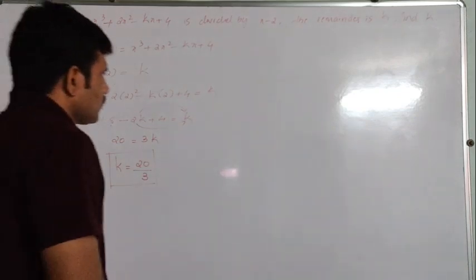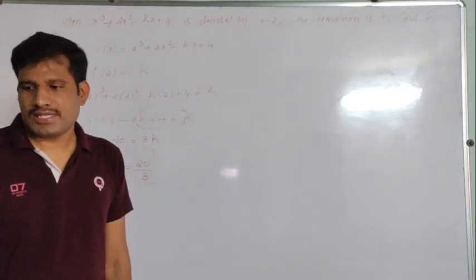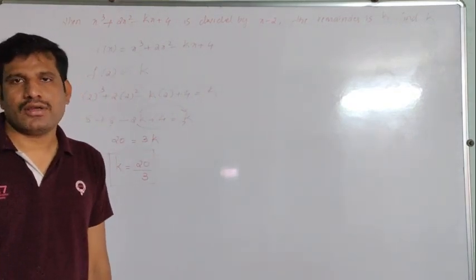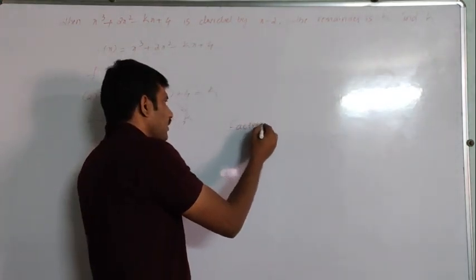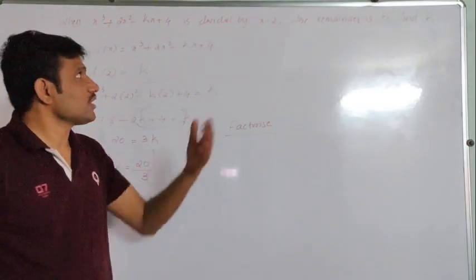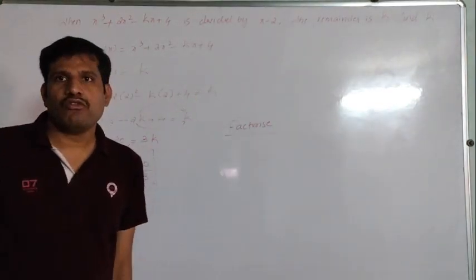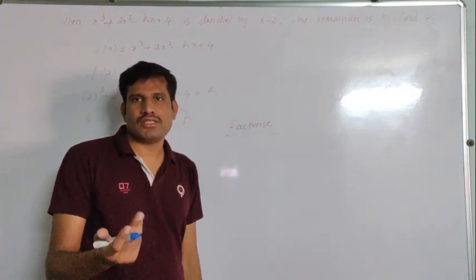See students, so this is about the remainder and factor theorem, and you have finished the first exercise in your textbook, right? So in the next class, we will see how to factorize the given polynomial completely by using the factor theorem. They will be giving some polynomial like this one. So how to factorize that polynomial by using the factor theorem, that we'll see in the next class.